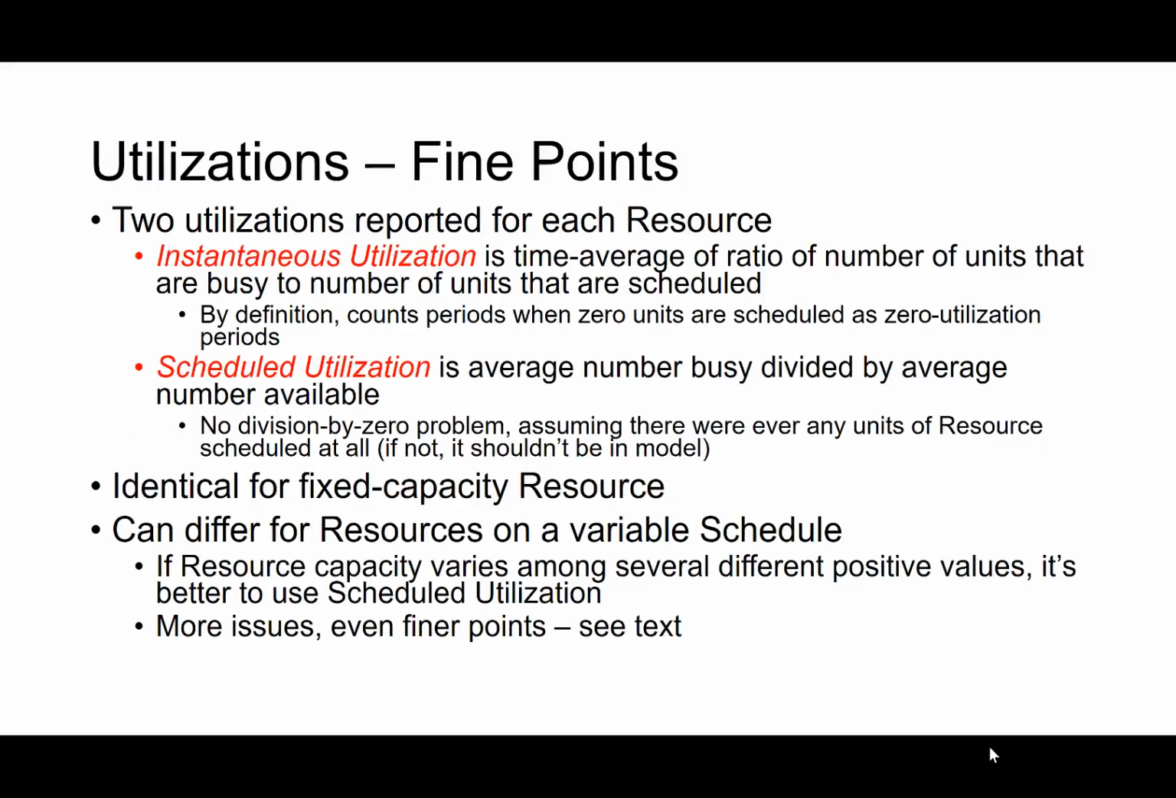Two utilizations were reported for each resource. Instantaneous utilization is the time average of the ratio of the number of units that are busy to the number of units that are scheduled. And scheduled utilization is the average number busy divided by the average number available. Just two different ways of looking at that. They are identical for a fixed capacity resource, and they can differ for resources on a variable schedule. So if a resource capacity varies among several different positive values, it's better to use a scheduled utilization.